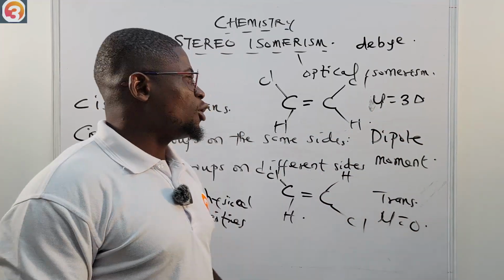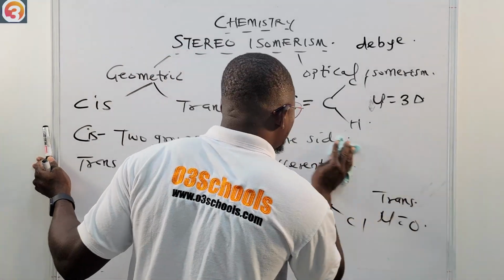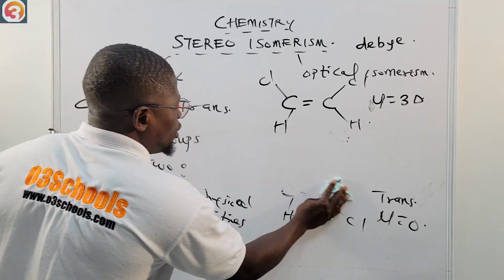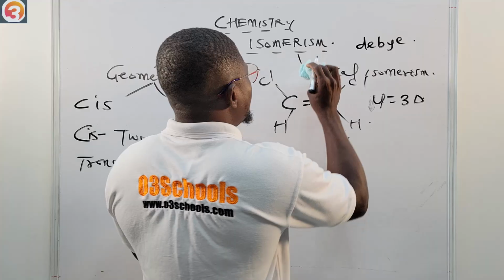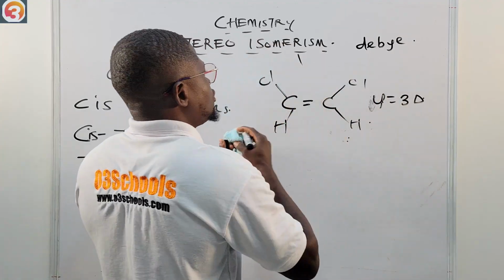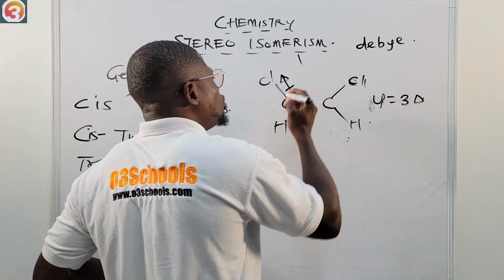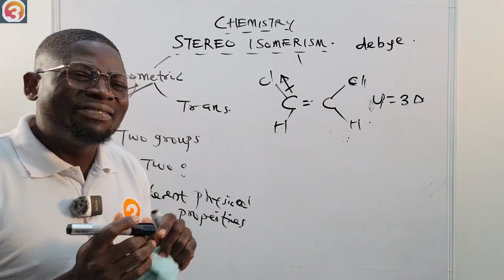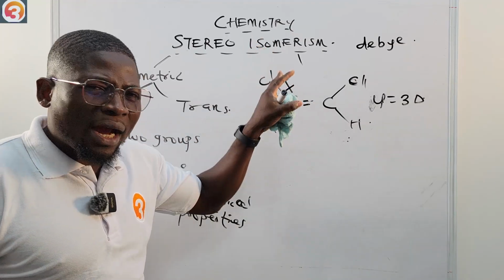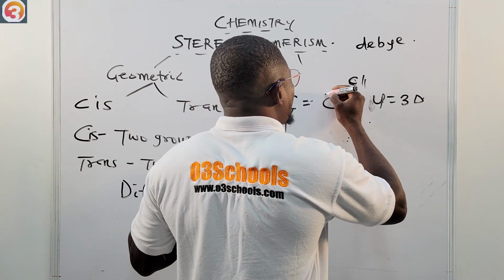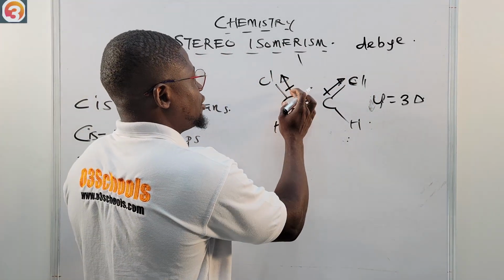Let me draw this out so that it becomes very clear. If you draw the dipole moments on these structures, you will see what I'm talking about. For this cis isomer, we have chlorine here. The arrow will be pointing to the more electronegative element. For this one, the arrow will be pointing in this direction. This is how we draw dipole moment, the arrow with this cross here.